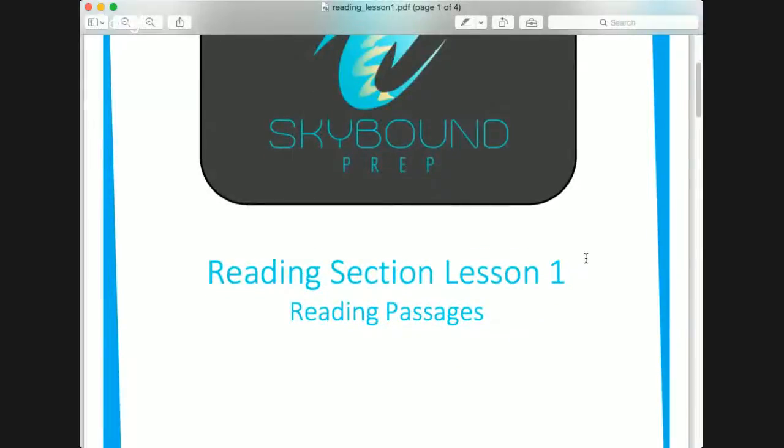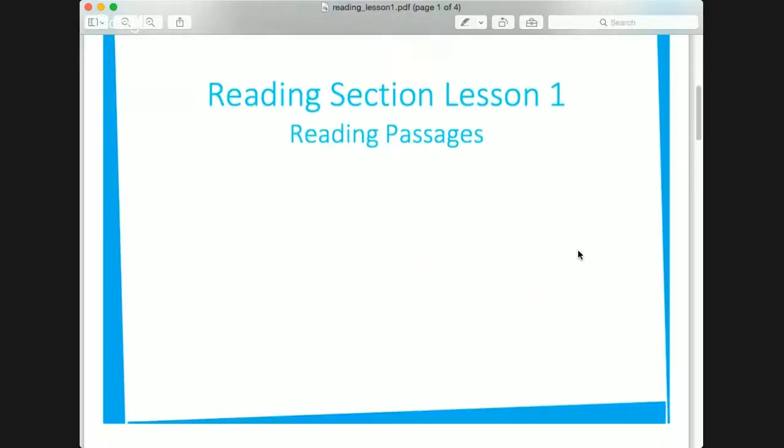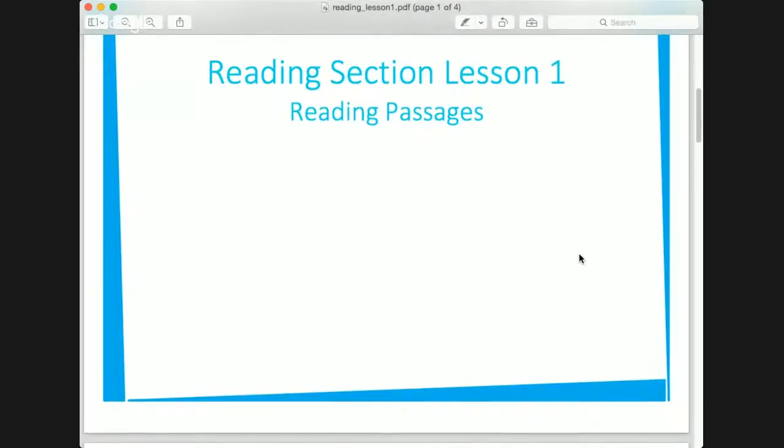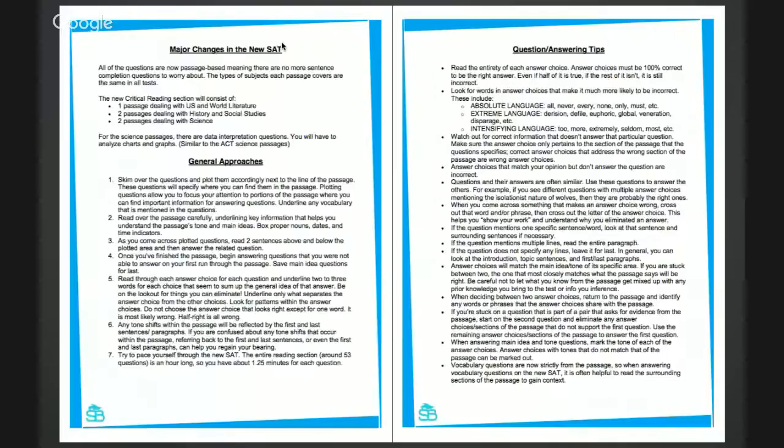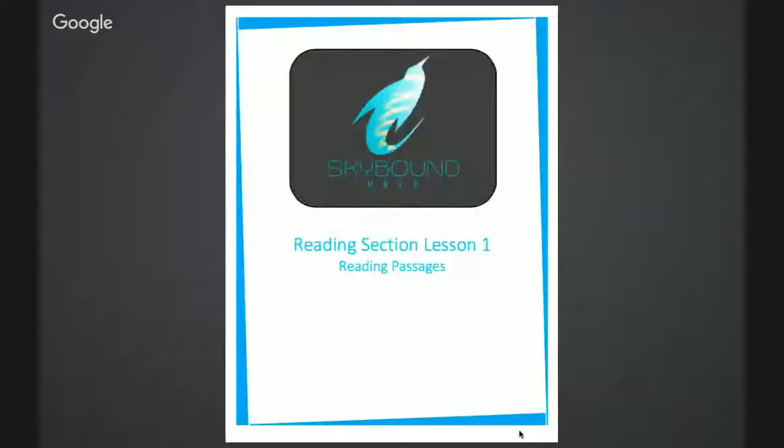Today we're going to start with the reading section, lesson 1. What's going to happen today is I'm going to go through the lesson here, and then I will go through a sample passage.